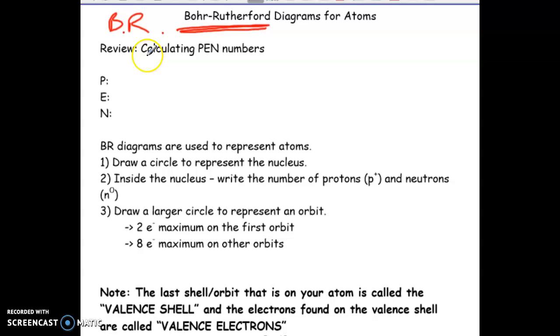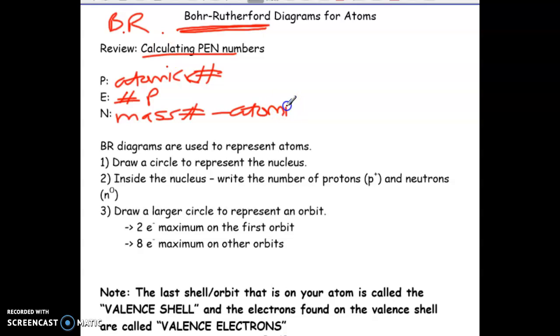But first, let's review how we go about calculating our numbers. So remember, protons is equal to the atomic number, right? And electrons is equal to the number of protons, right? So neutrons, what you do is you take your mass number and subtract the atomic number to get the number of neutrons in the nucleus.